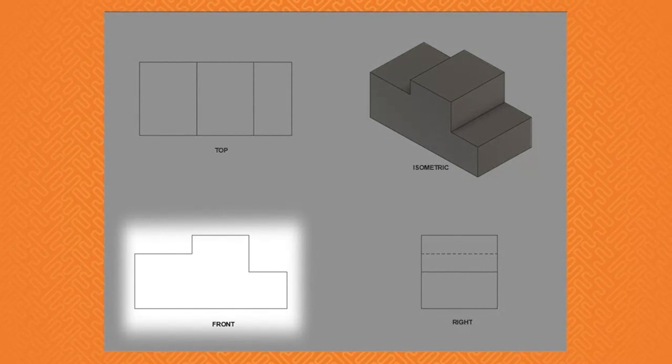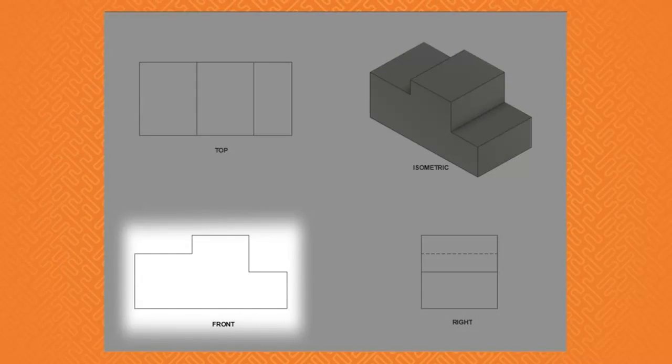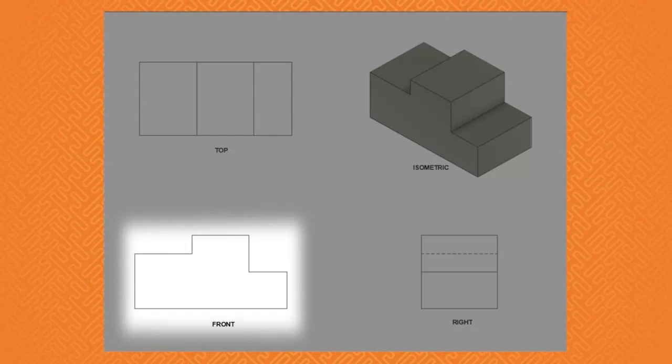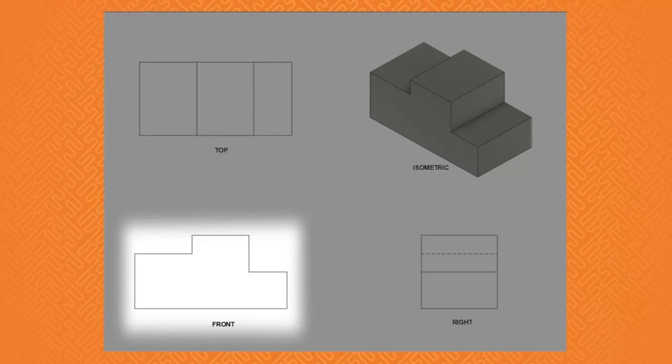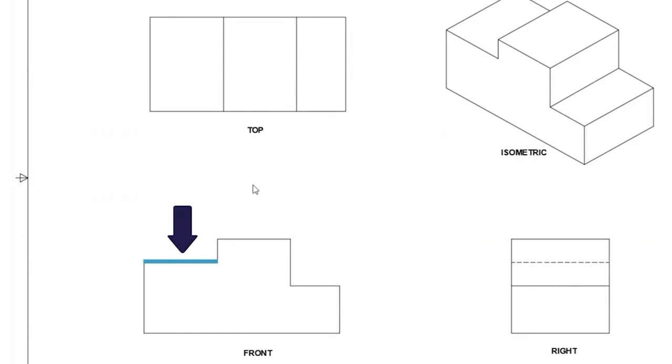Because the front view usually contains the longest dimension of the object, has the fewest hidden features, and displays the most natural position of the object, we will add dimensions to the front view first. Let's start by adding the dimension for this feature.